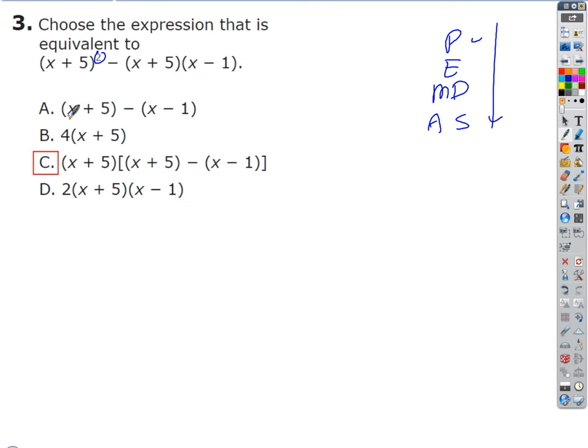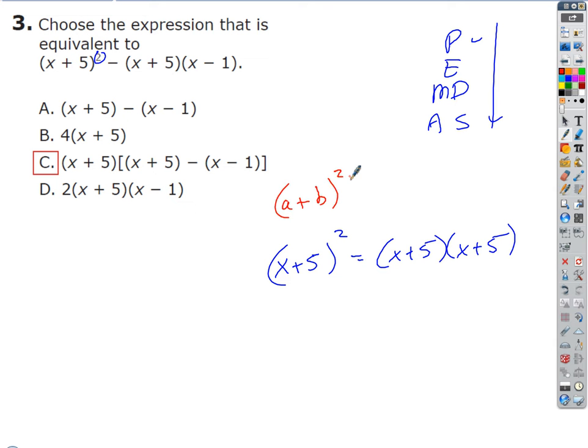Real quick, when we're doing something like x plus 5 quantity squared, how do I multiply that out? Is that equal to x squared plus 5 squared? No, it is not. When I square something, it means I'm multiplying it by itself. So it's equal to x plus 5 times x plus 5. There is a pattern we use for that, which I'm going to review real quick, and then we'll use it again on other problems.